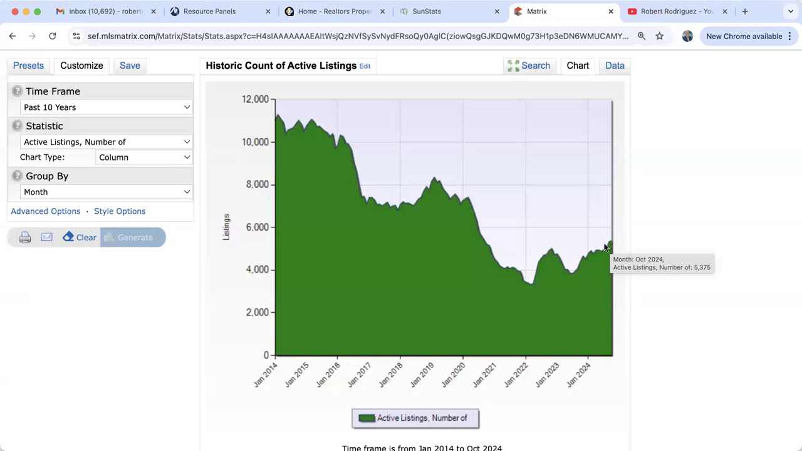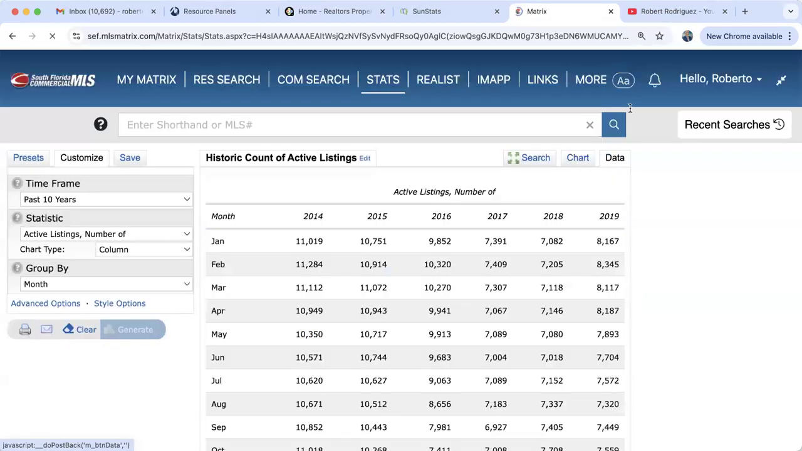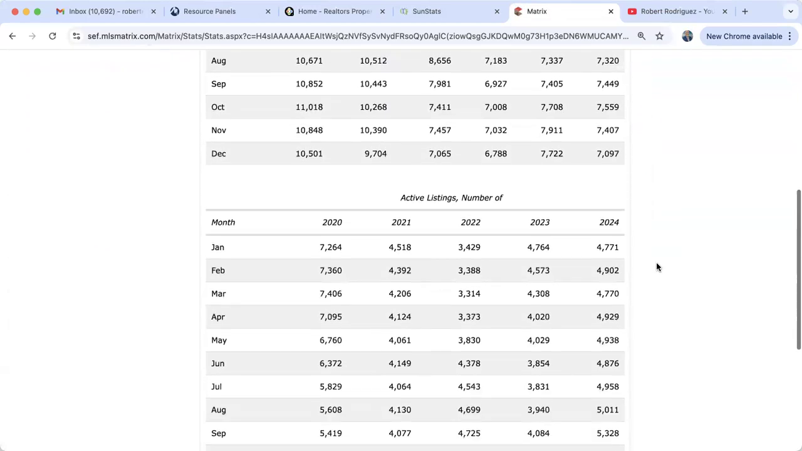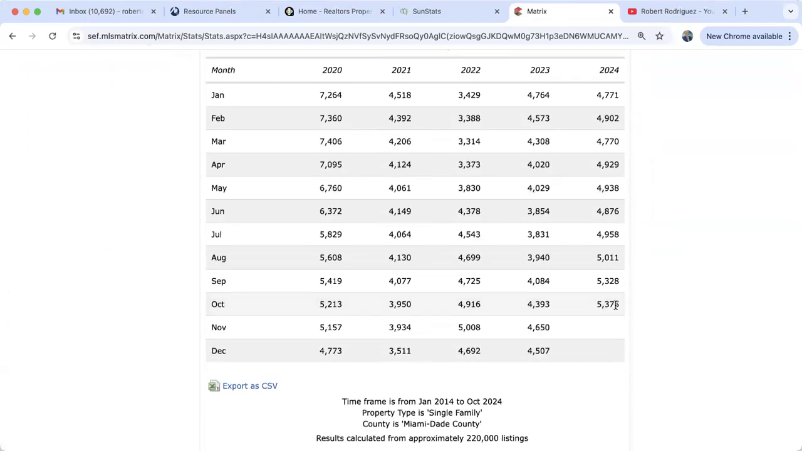So our inventory right now remains right around 5,000 single family homes for sale. If you want to see the data, you just click on data on the upper right corner, and you're going to see here the last 10 years that we are currently at 5,375 active single family homes for sale.